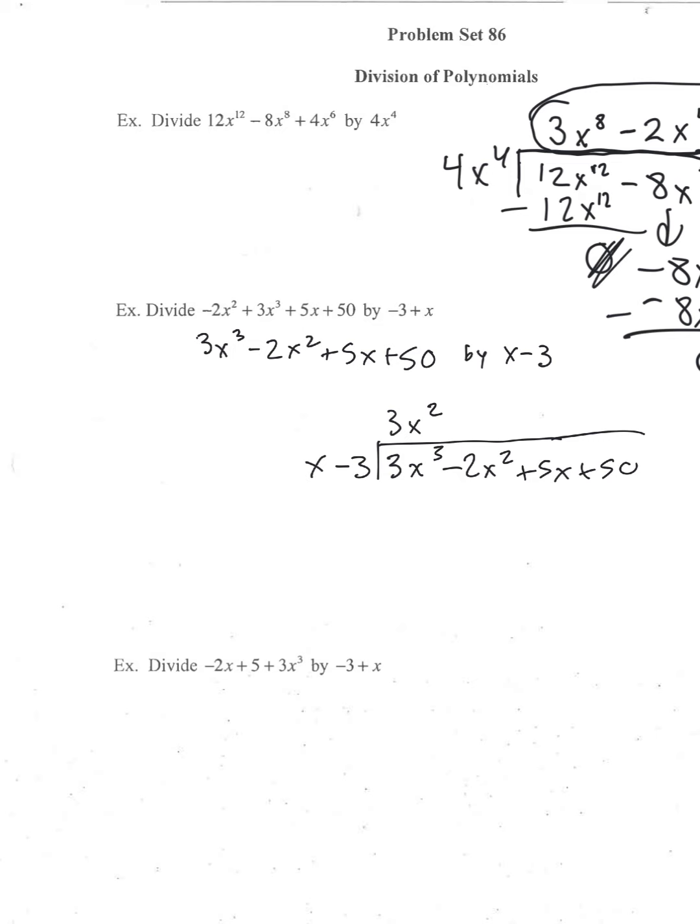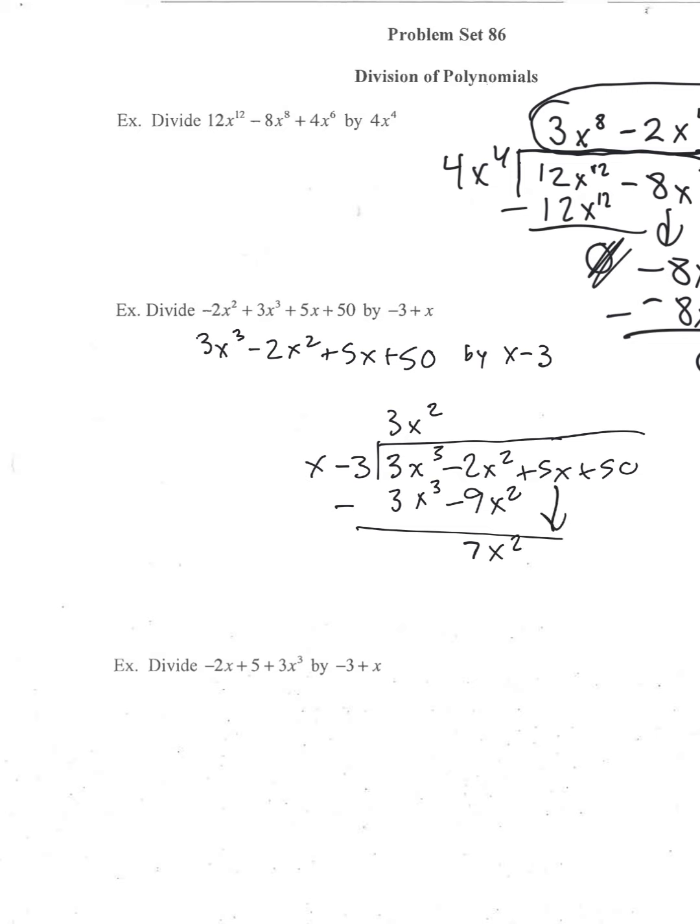And how that works out is, well, we distribute. We really are distributing the 3x to the 2nd over the x minus 3. So we end up with 3x to the 3rd minus 9x to the 2nd. We're going to subtract this part. Have to be careful here. The first terms are equal to 0. The second terms are equal to 7x to the second.